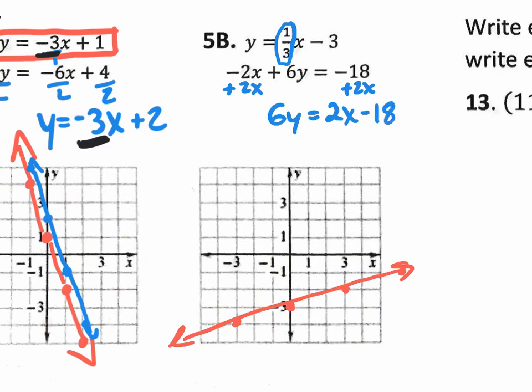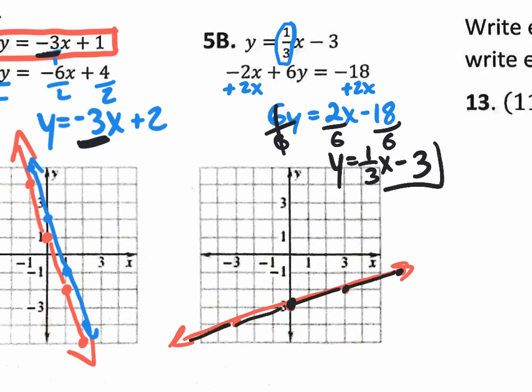And then I'm going to divide by what? 6. So I'm going to divide by 6, divide by 6, divide by 6, cancels. Y equals, I reduce 1 over 3x, and then negative 18 divided by 6 is negative 3. So right here, it crosses at negative 3. And I also go up 1 over 3. So what happens here, guys? They overlap.